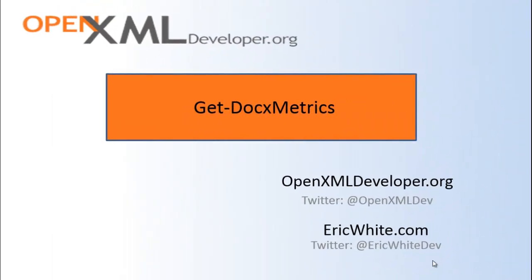Hey OpenXML developers, with version 3.1.04 I've added a new interesting little commandlet, Get-DocxMetrics, and this commandlet returns a bunch of interesting properties and information about a docx.